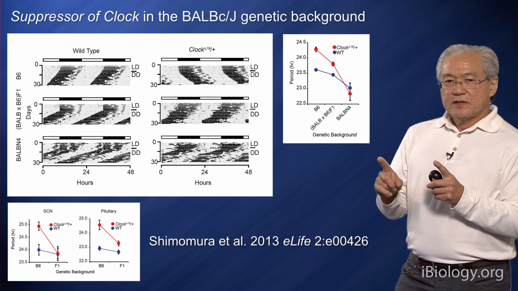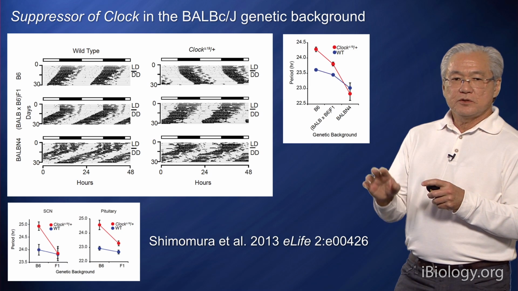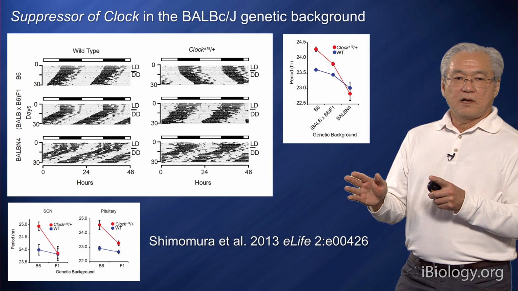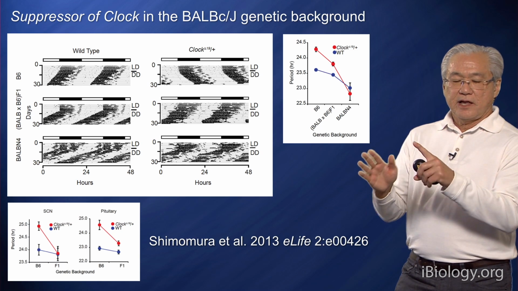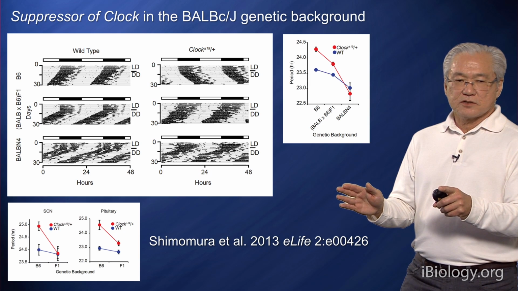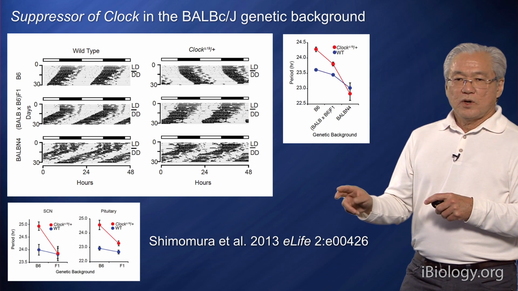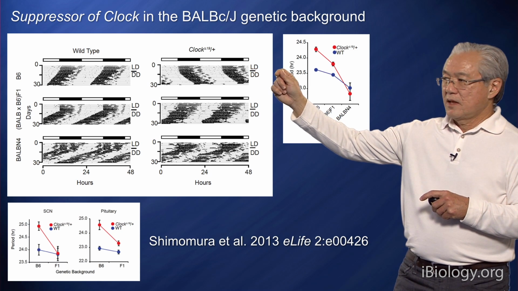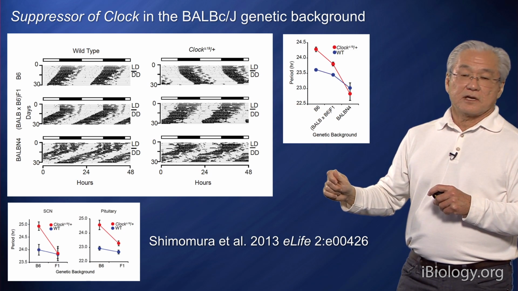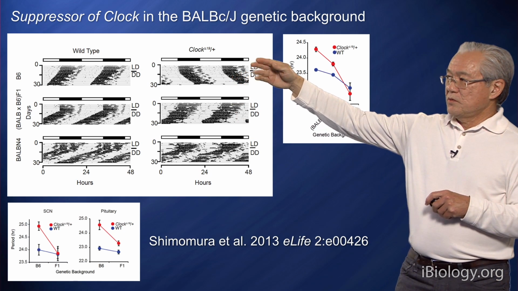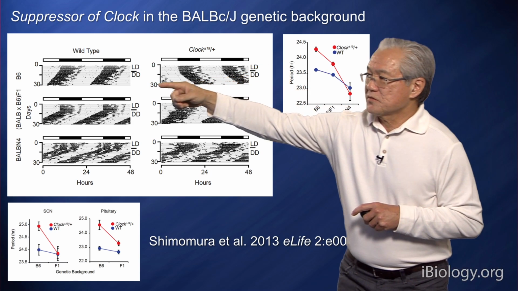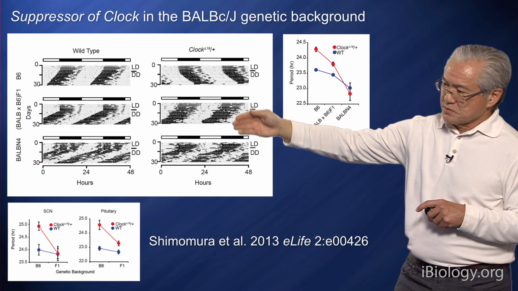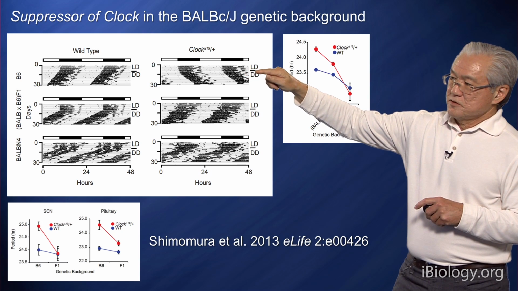When we are mapping the clock mutation, we use different strains of mice to cross the clock mutation with in order to have genetic markers that we can follow in these crosses. And in one of the crosses that we made, we crossed the clock mutant mouse to the BALB-C mouse that I just discussed. So what we have here are records from wild type mice or clock heterozygous mice, but they're in different genetic backgrounds.